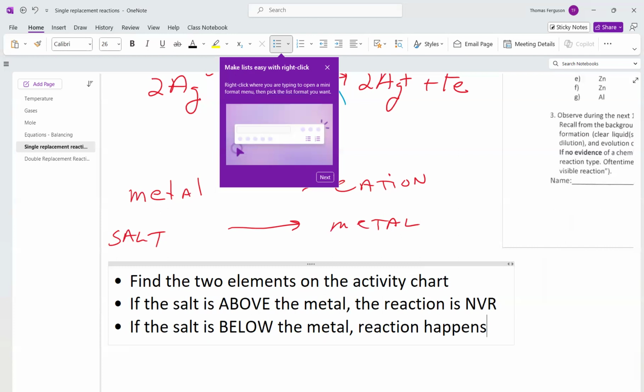So in your lab, you're going to do all these combinations and you're going to observe. Is something happening? Is a reaction happening? Is there bubbling, change in color, something like that? And that's the essence of single replacement reaction. It's an oxidation reduction reaction. And they abbreviate that by saying a redox, REDOX, redox.